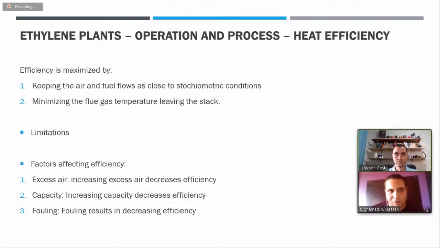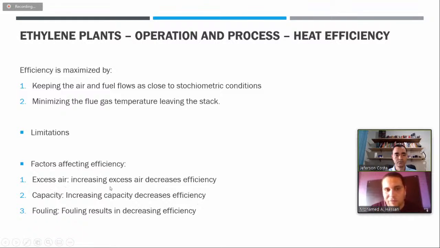Another point, as more feed is added to the furnace, we need more fuel. So the flue gas temperature leaving the stack would increase. So regarding the factors affecting the efficiency, if we increase the capacity, the efficiency would decrease.